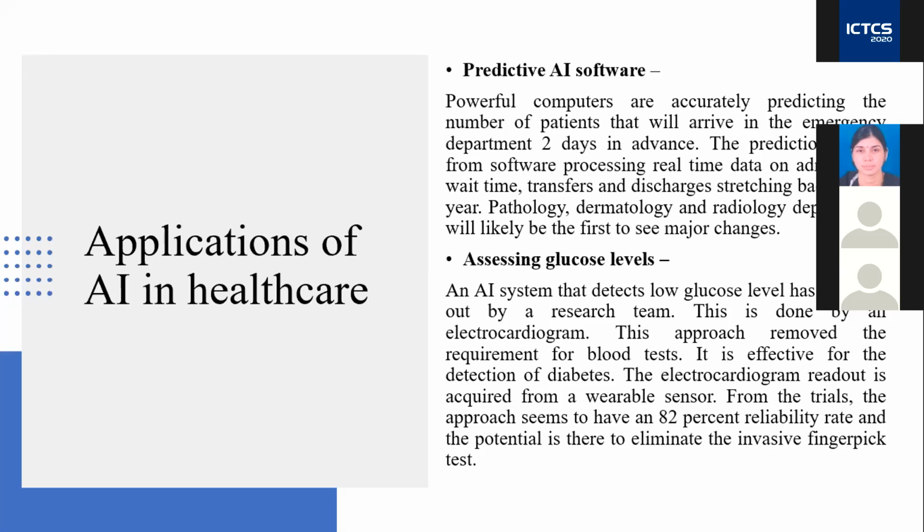The next application would be assessing glucose levels. So an AI system that detects low glucose level has been put out by a research team. This is done by electrocardiogram. This approach removed the requirement for blood tests. It is effective for the detection of diabetes. The electrocardiogram readout is acquired from a wearable sensor. From the trials, the approach seems to have an 82% reliability rate and the potential is there to eliminate the invasive finger prick test.